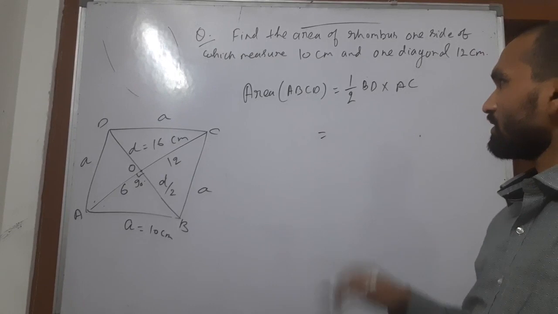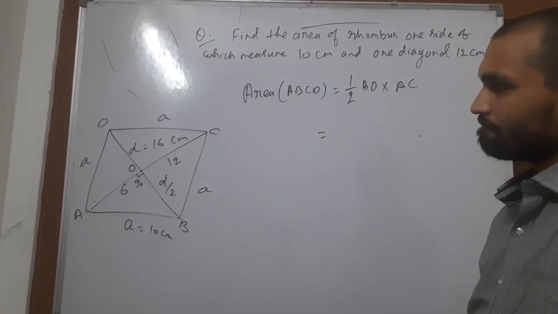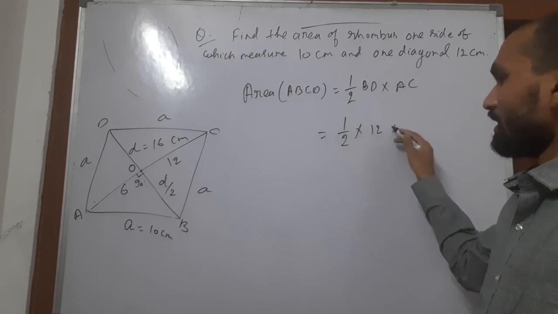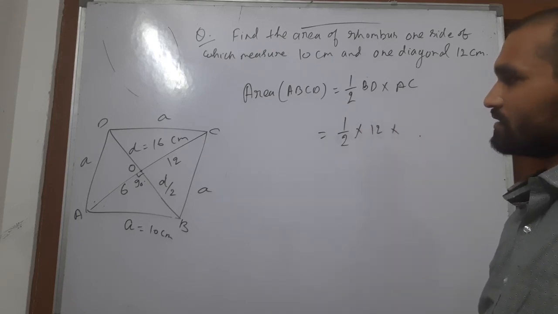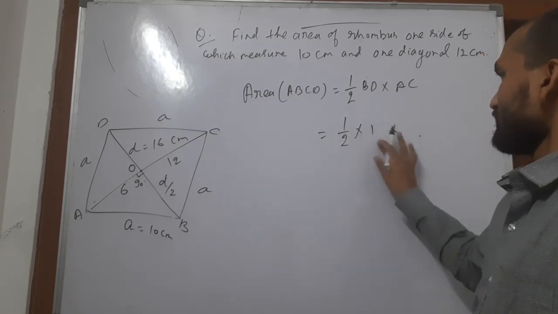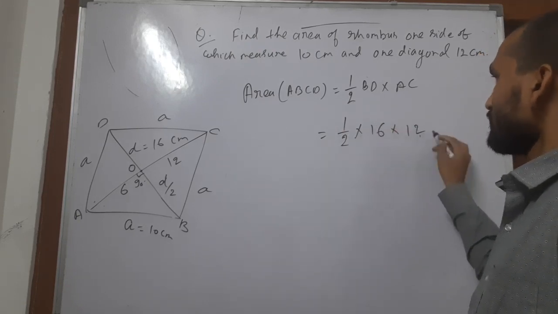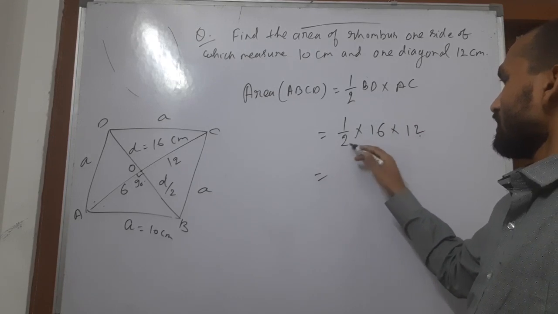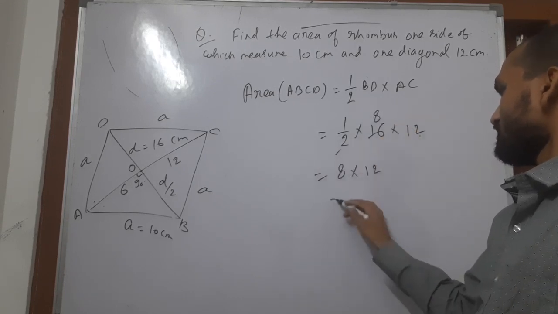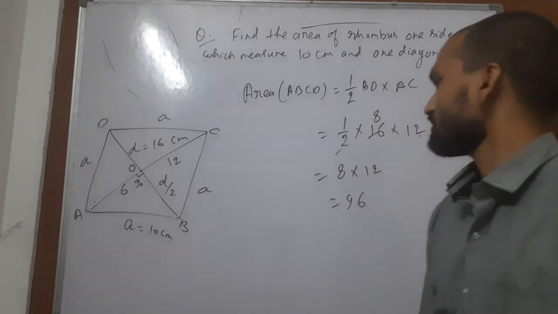Now we should put the value of BD and AC. So what is BD? BD is 16 and AC is 12. So simplify this. This is 8 into 12. So it is 96.